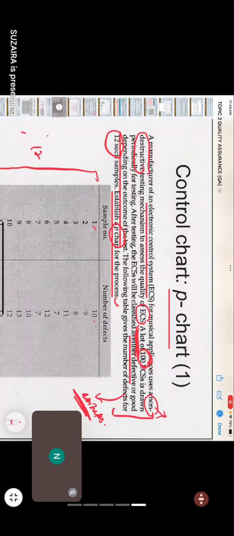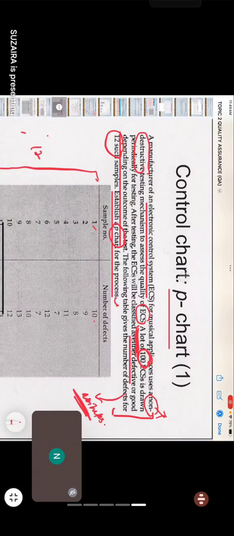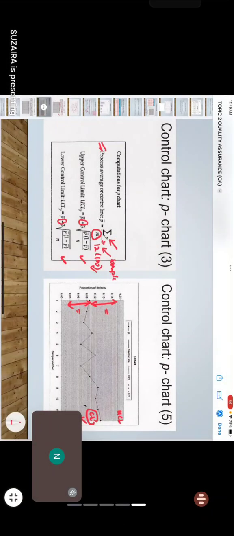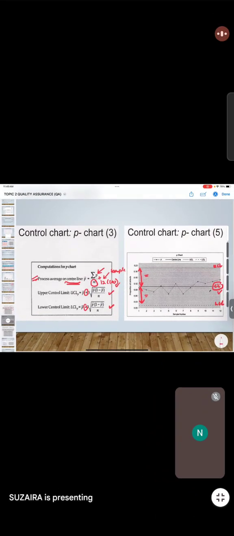A lot of hundreds. It doesn't matter if you have 200, 300, 1000. So you just need to remember the equation. This equation is for the CL, the center line. The center line, or we call it the P bar, right? Sometimes we also call it the control line, or control limit.